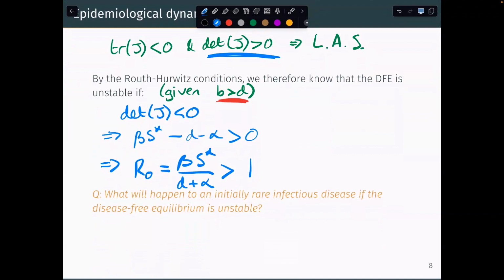So what do we think is going to happen to an initially rare infectious disease close to our disease-free equilibrium if this disease-free equilibrium is unstable? Yes? So if R naught is over 1, then if it's unstable, I assume it's going to actually spread over time? Exactly. So we're going to have early exponential growth of an infectious disease. We're going to have an epidemic, in other words. That's what it really means for our disease-free equilibrium to be unstable in this context. In other words, the disease will spread.